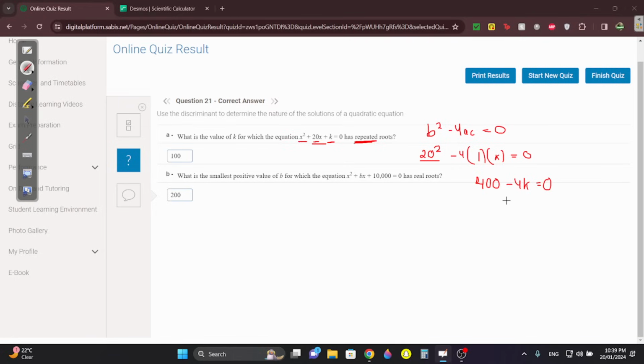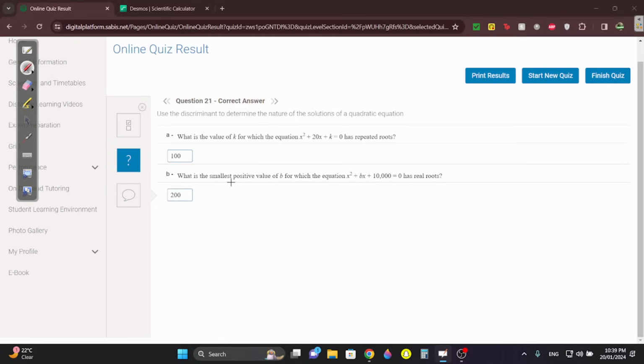equals 0. How do you solve this? You take 400 to the other side, you get minus 4k equals minus 400. Divide by negative 4 on both sides, you get k equals 100. So to have a repeated root, you need the discriminant to be equal to 0, and then you solve, you get k equals 100.